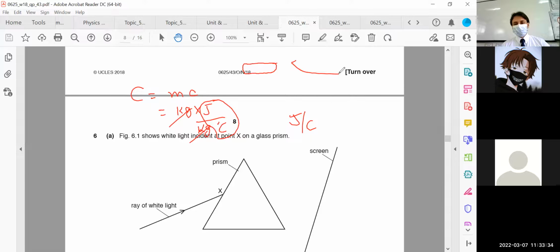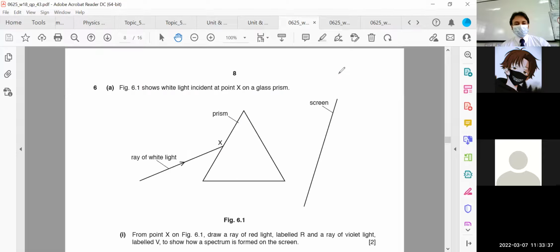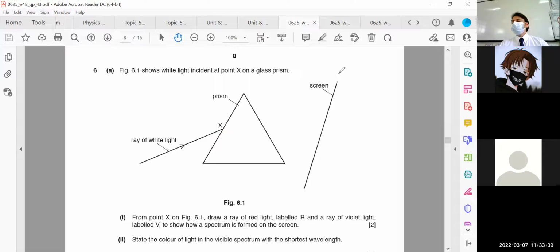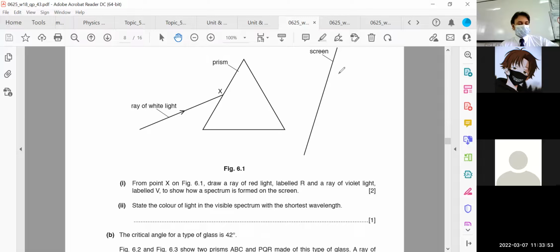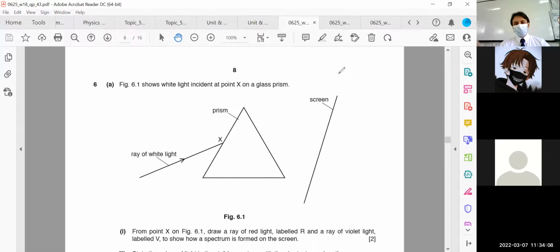This light question I also want to discuss with you. The figure shows white light consisting of 7 colors, violet to red, VIBGYOR, and shows white light incident at point X on a glass prism. From point X on figure 6.1, draw a ray of red light labeled R and a ray of violet light labeled V. Show how a spectrum is formed on the screen. Okay.